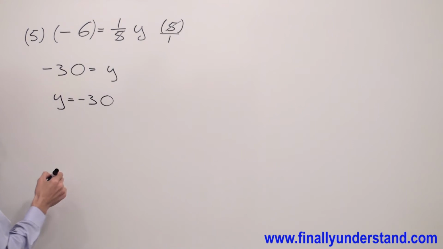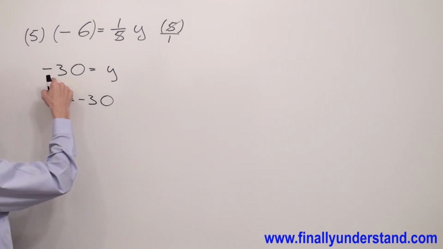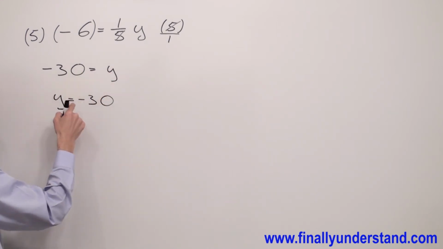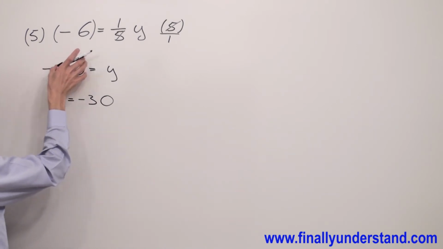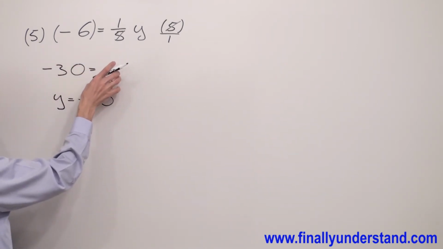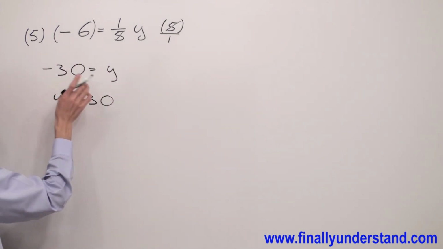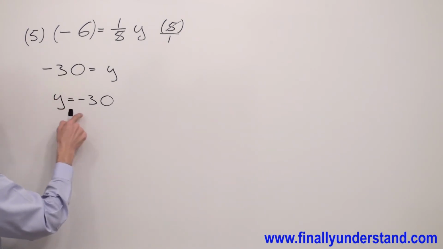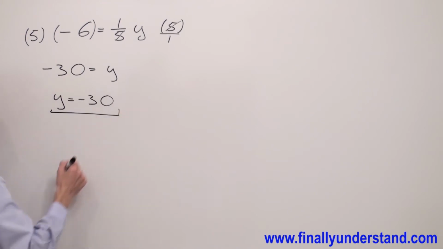Again, someone can ask me why I didn't change the sign. Because I moved negative 30 to the right side and y to the left. I didn't change the signs because I took everything from the left side and moved it to the right, and everything from the right side moved to the left. Anytime you take everything from one side and move it to the other, you don't change the signs. That's why this is the solution to my problem.